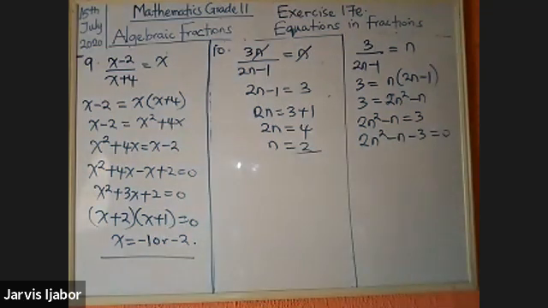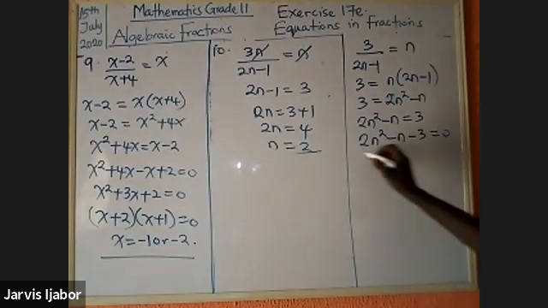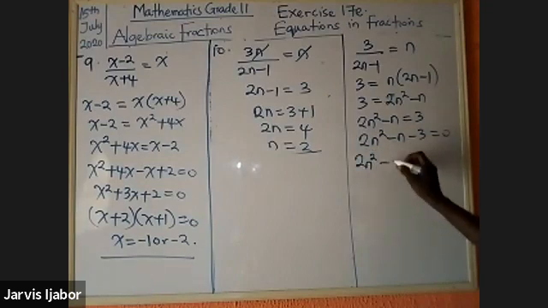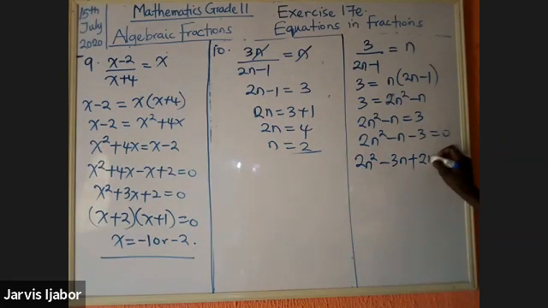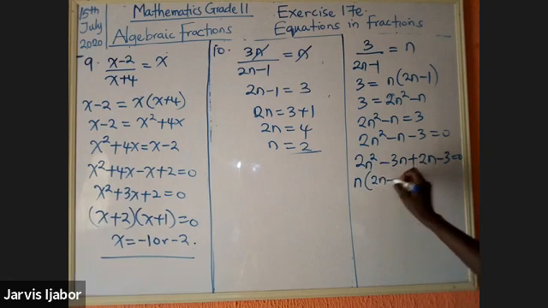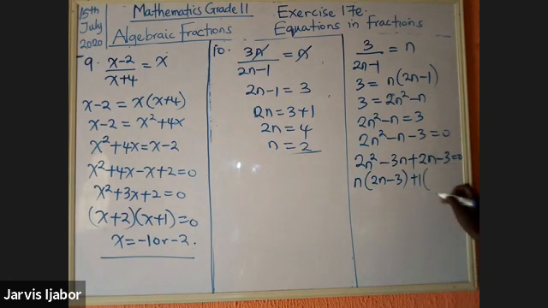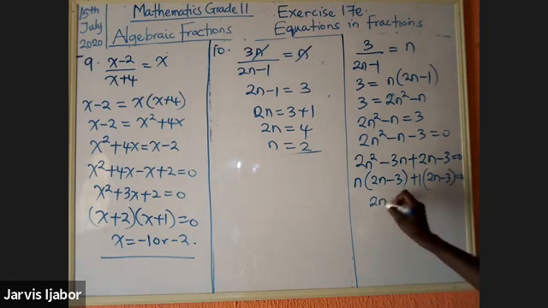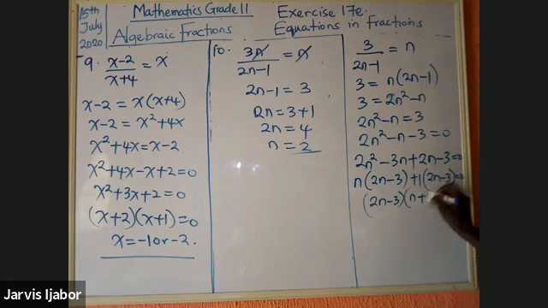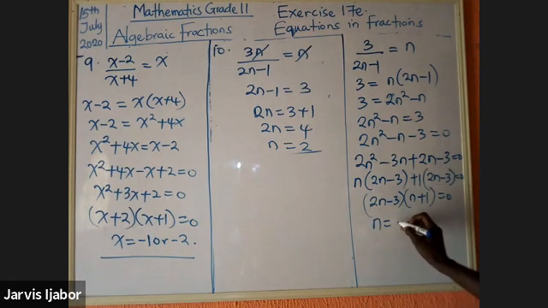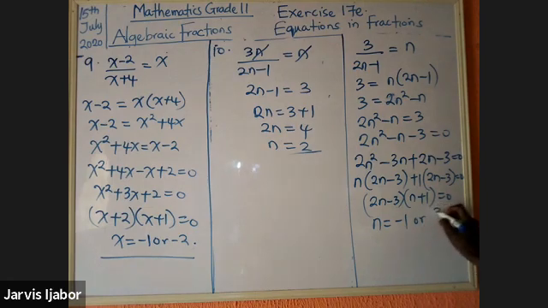So from this, what do we have? This will give me 2n squared minus 3n plus 2n minus 3 equal to 0. So that will mean that n into (2n minus 3) plus 1 into (2n minus 3) equal to 0. So from here, (2n minus 3) into (n plus 1) will be equal to 0. And n will be equal to negative 1 or 3 over 2.